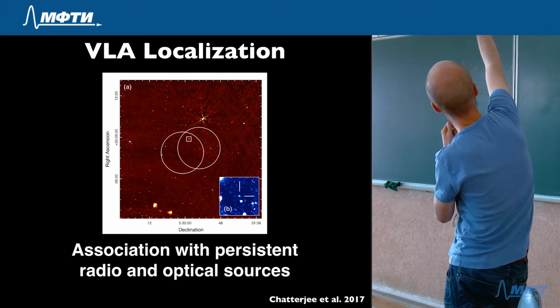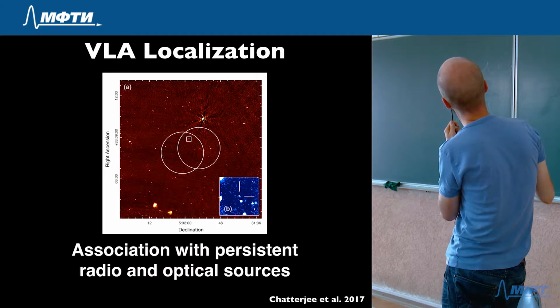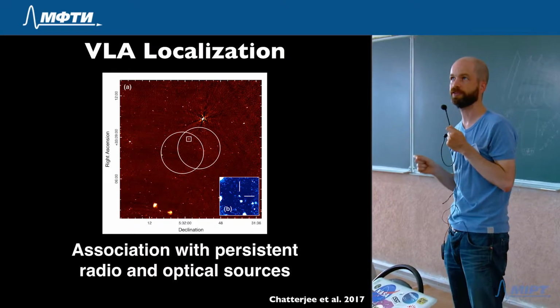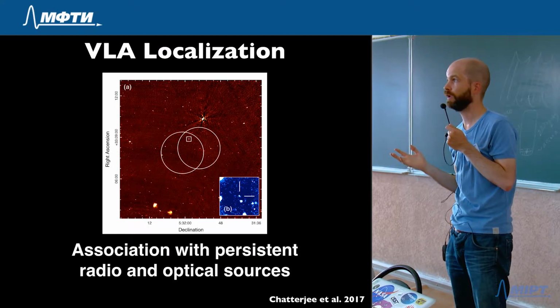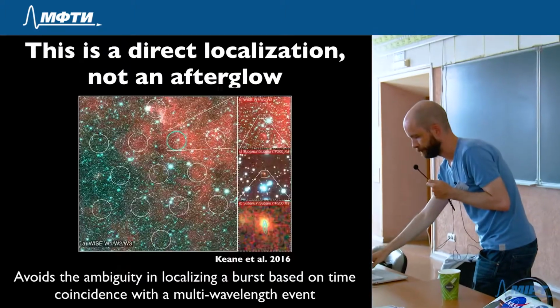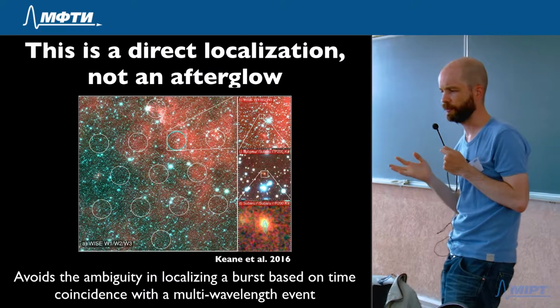So the archival Keck data is shown in this figure here. It's the blue data in the inset there, and right at the position of the radio localization, there's an optical source, a very tiny little optical source. So it wasn't even so clear at the time whether it was a galaxy or whether it was a star. And just to make the point, I think a number of people here have worked in GRBs before.